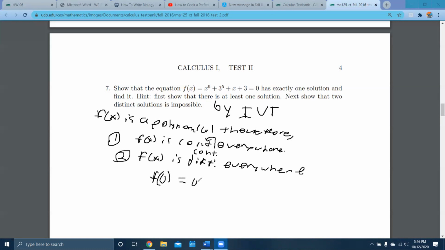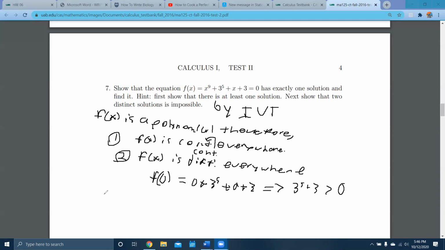And that's going to give us 0 plus 3 to the 5th plus 0 plus 3, which means that we have 3 to the 5th plus 3. And this is greater than 0. That's important. It has to be greater than 0 there. That's how you know it's going to be continuous. You have constants that, even when x is 0, keep it above 0.